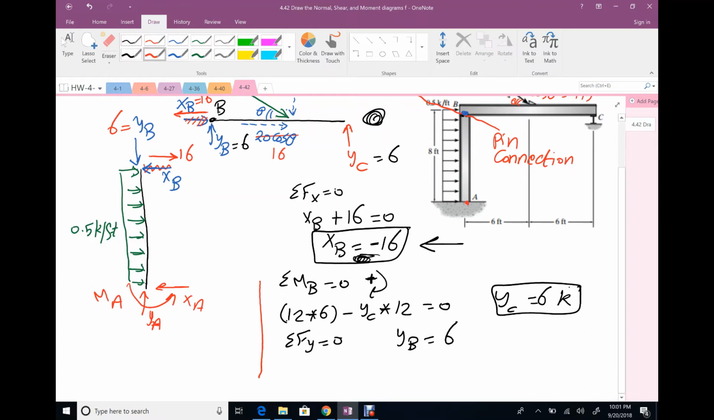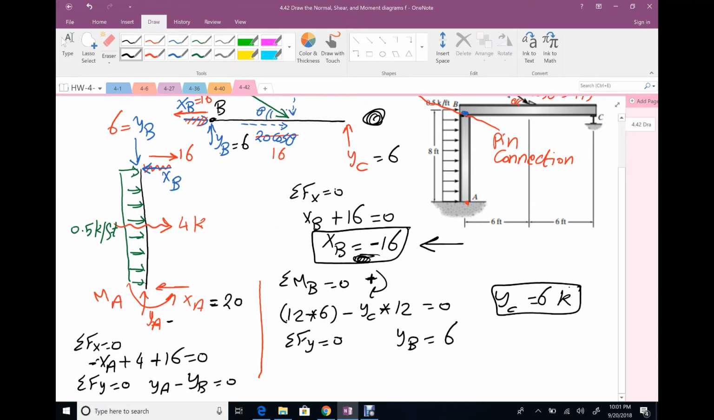Right now, I am on this part. We have an equivalent force here for the distributed load: 0.5 times 8 is 4 kip. If you apply summation Fx equals 0, negative XA positive 4 positive 16 equals 0. So XA will be 20 kip. Summation Fy equals 0. We have YA negative YB equals 0. So YA will be 6.